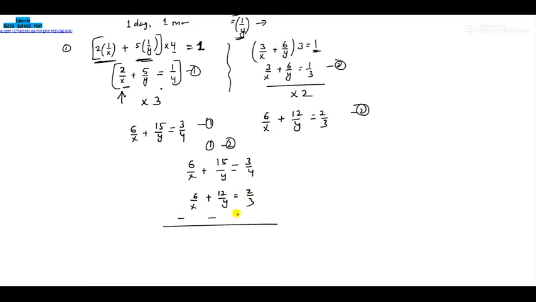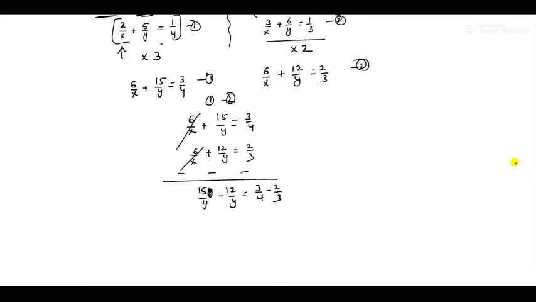So if you do the subtraction, these two will get cancelled, and here this becomes 15 by y minus 12 by y equals 3 by 4 minus 2 by 3, isn't it?